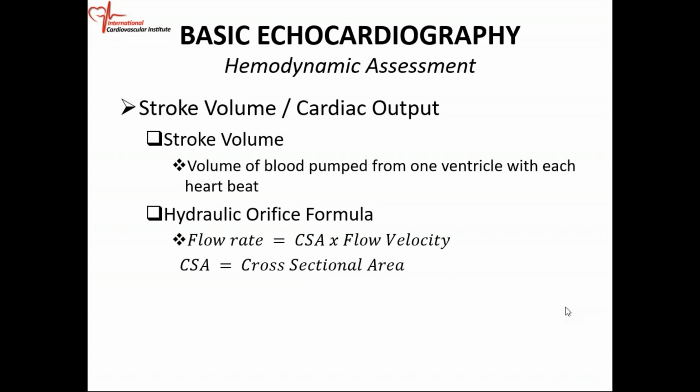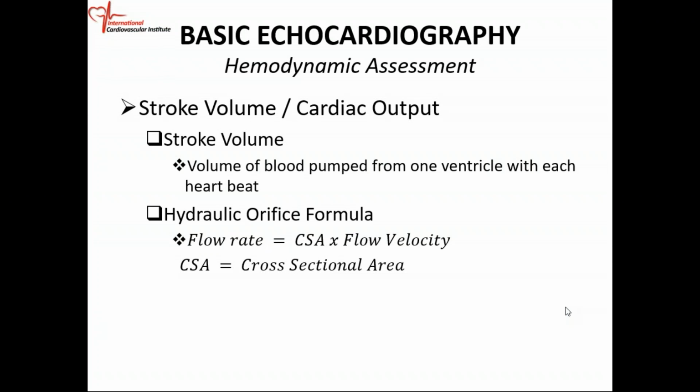So you have to know what we call the hydraulic orifice formula. This hydraulic orifice formula is key. It allows us to calculate flow. So when we talk about flow rate, we're talking about blood now, so it's the volume of blood per time, okay? And we usually say per second. So flow rate is the volume of blood flowing every second, okay?